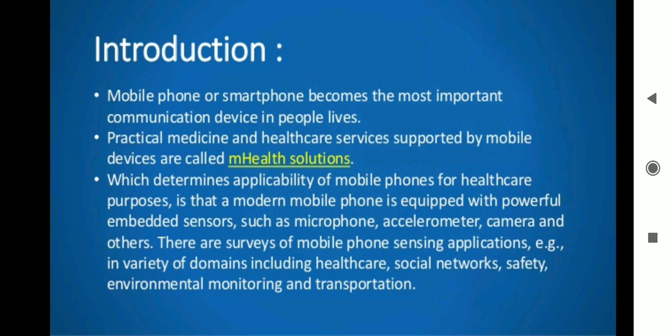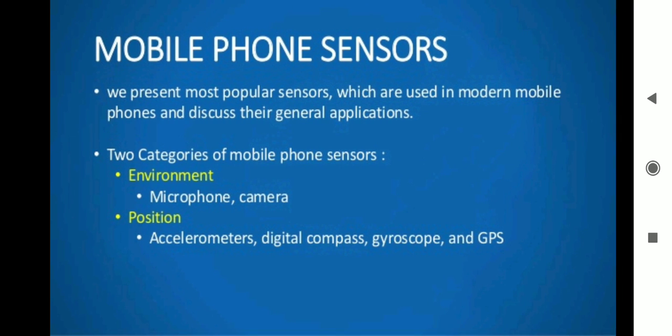Now we will discuss what are commonly used sensors in mobile phones. Now you can see microphone, camera, accelerometer, digital compass, gyroscope and GPS. These types of sensors we generally encounter with mobile phone use.